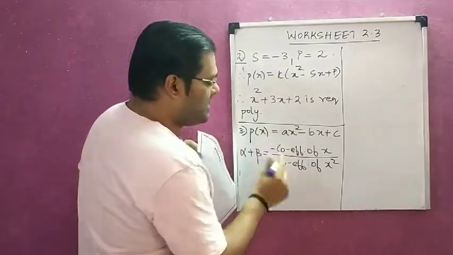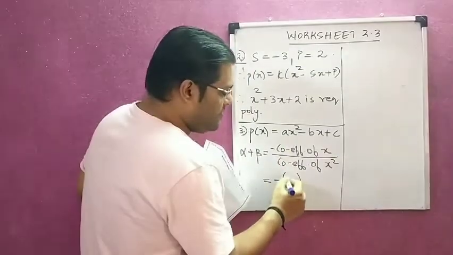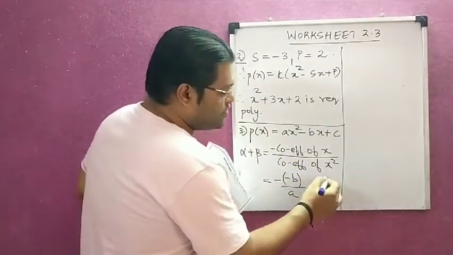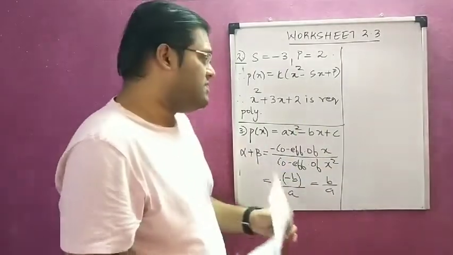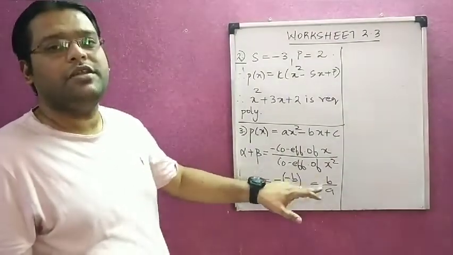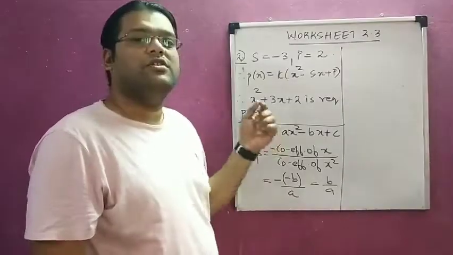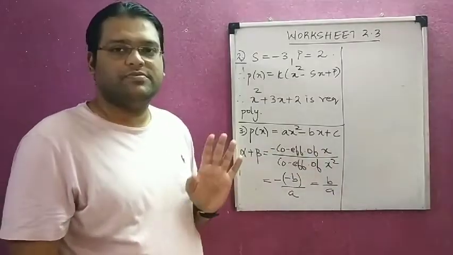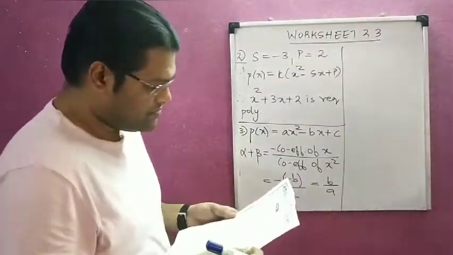Right, now minus sign of the formula, coefficient of x is minus b, coefficient of x square is a. So only for this specific data or this specific polynomial, alpha plus beta comes out as what? B upon a. Remember, this is not the standard formula. This is only for this particular polynomial where the coefficient of x is minus b. Right?